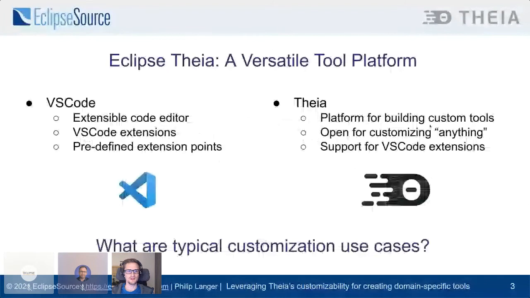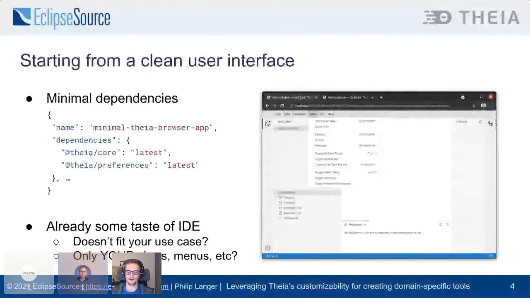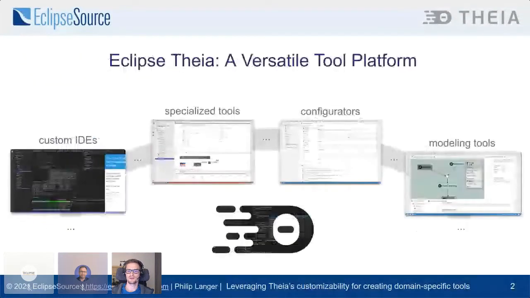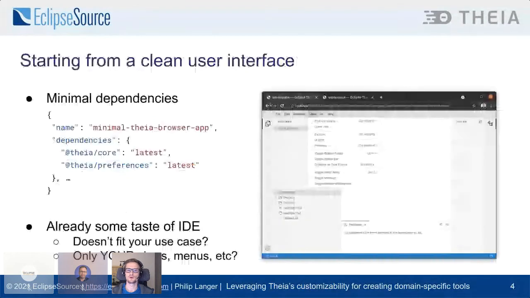So one of the first aspects that is typically very important, of course, when you look at configurators and modeling tools, for instance, but also to some degree for specialized tools, is to have full control over the user interface and being able to start from a very clean user interface. So what I mean by that is when you take Theia and build, so remove every dependency that might be in there, but really build the minimal Theia application that actually runs, then you will end up with a package JSON that looks something like this.